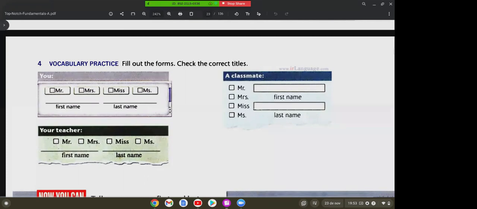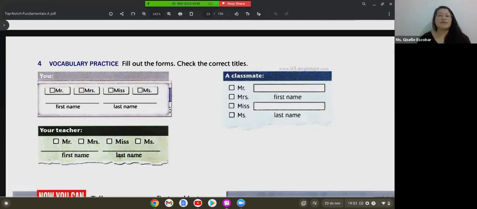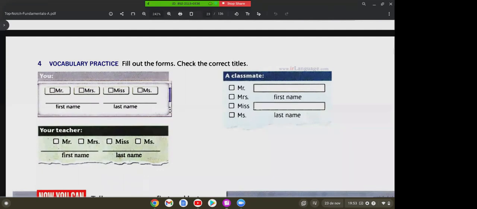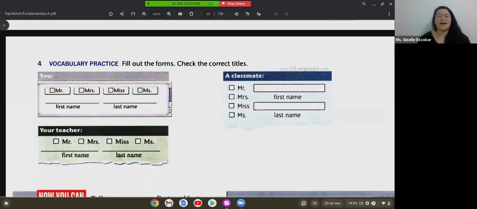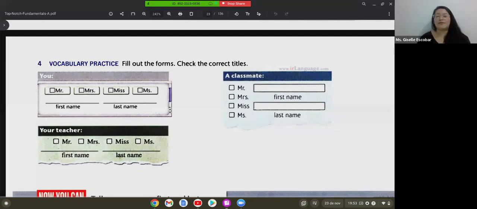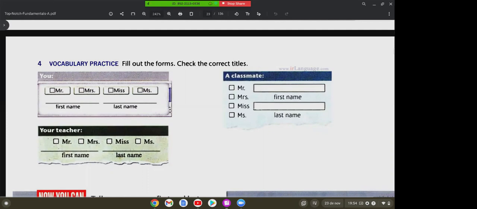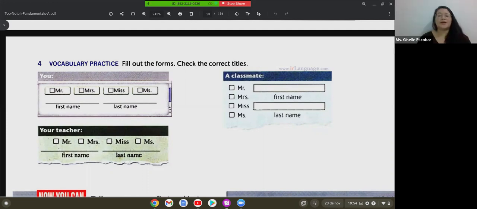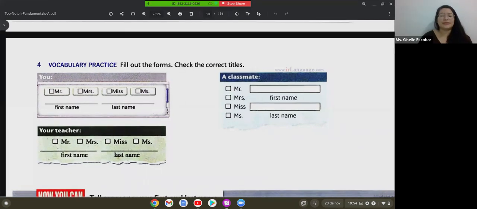What is the possessive adjective for he? His. What is the possessive adjective for she? Her. And what is the possessive adjective for we? Our. Perfect. And what is the possessive adjective for they? Their. Perfect.